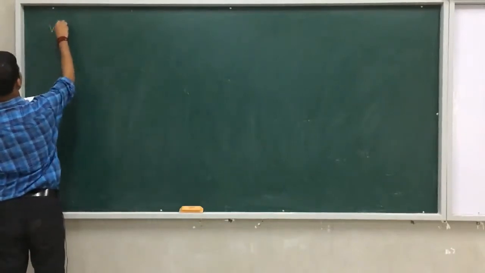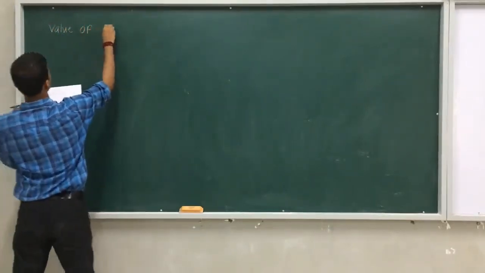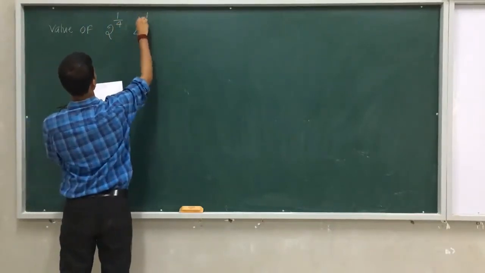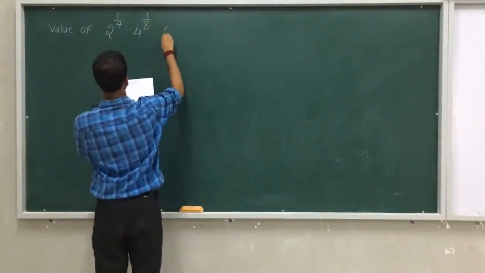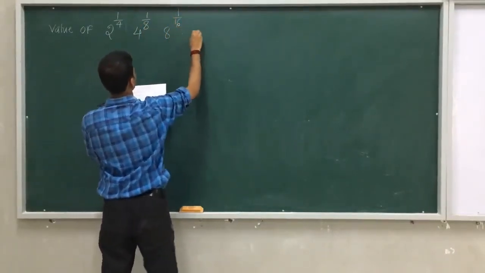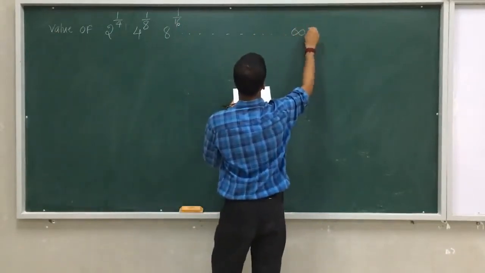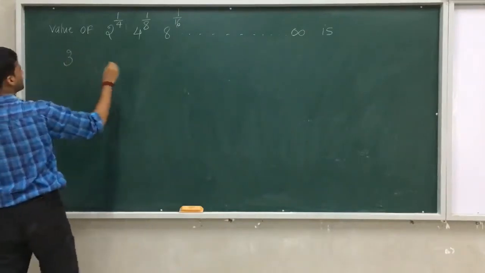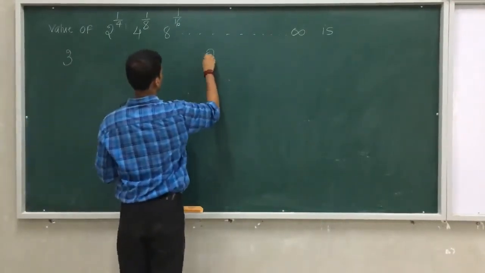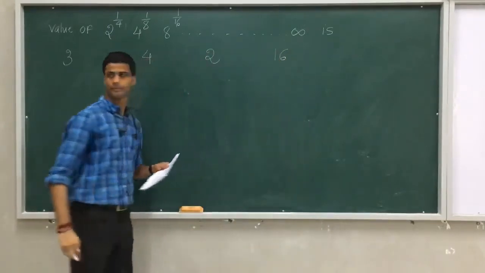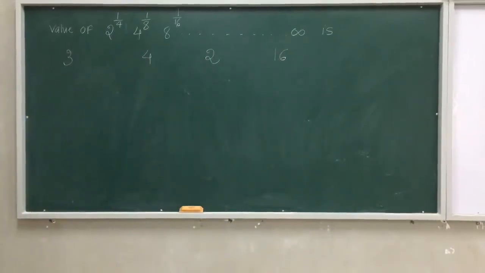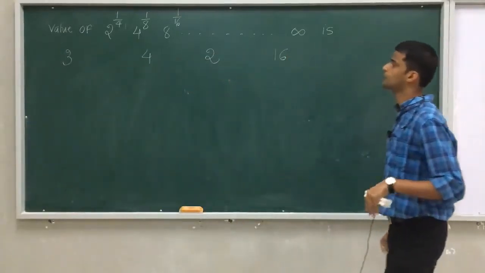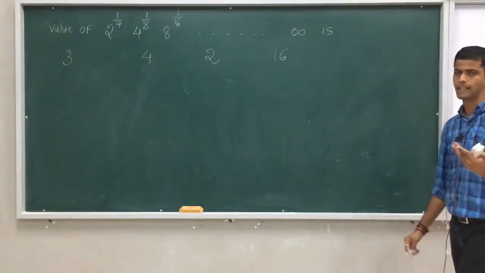Value of 2 power 1 by 4, 4 power 1 by 8, 8 power 1 by 16, up to infinity is. Options are 3, 4, 2, 16. What they have asked here is the value of 2 to the power 1 by 4, 4 power 1 by 8, 8 power 1 by 16.